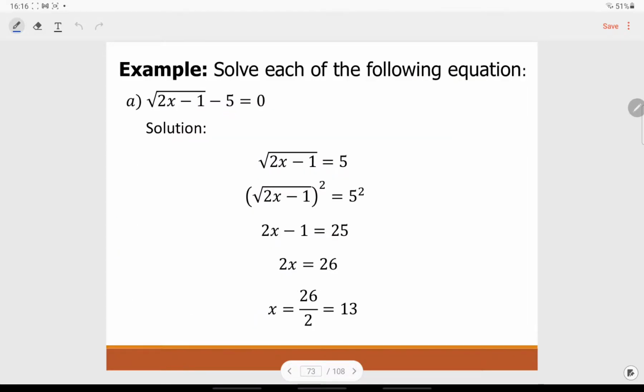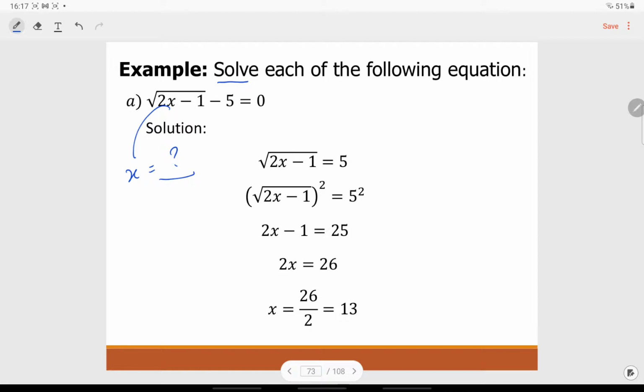Okay, now we move to the next example. The question asks you to solve each of the following equations. Solve means we need to find the answer, x equal to what. That is what the question asks you to do. Solve, that means we need to find the value for x.